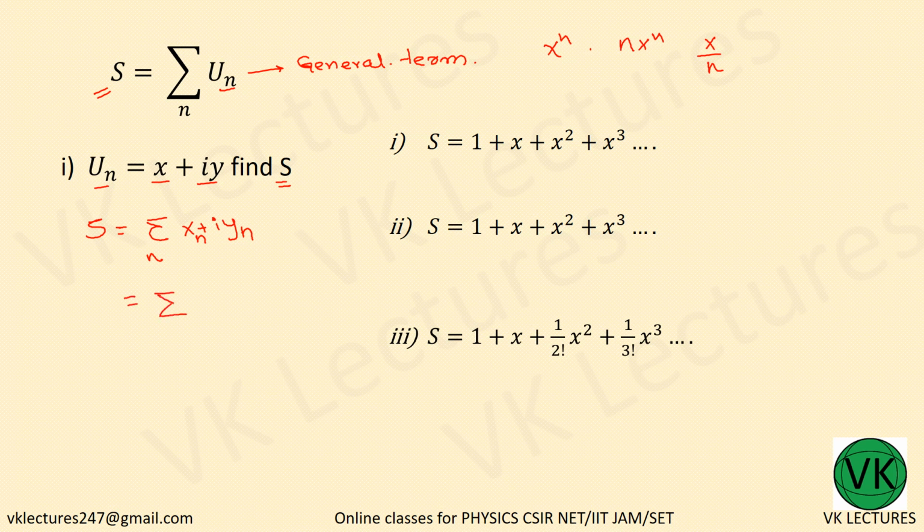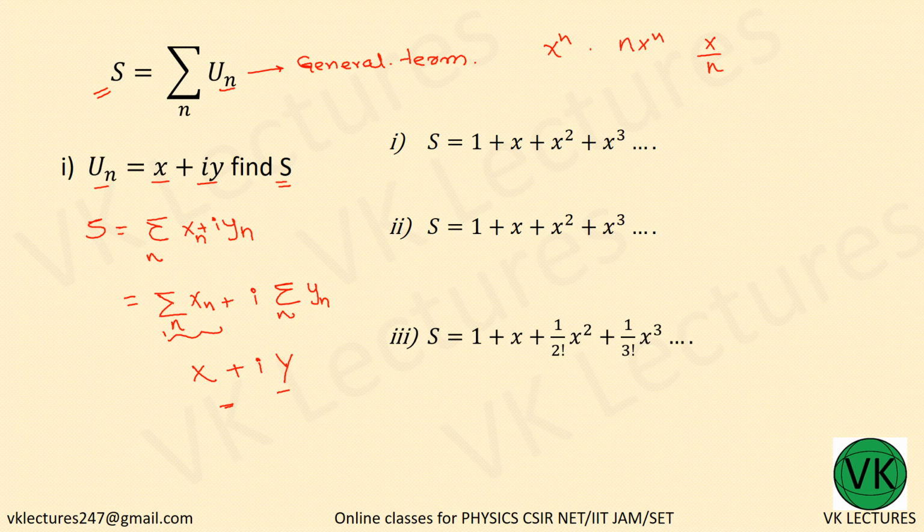Sum over n of x_n plus i times sum over n of y_n. This entire term, if you can write it as x plus i times y_n, this entire term you can write as capital Y. So this is how you can write the sum of n terms.